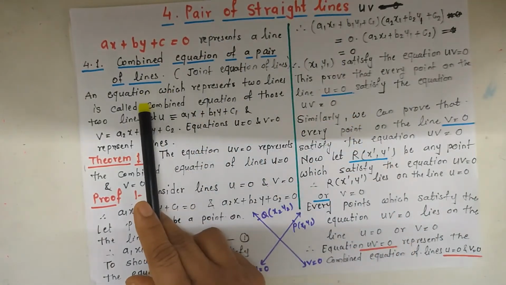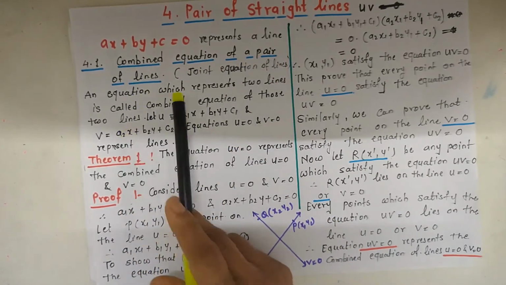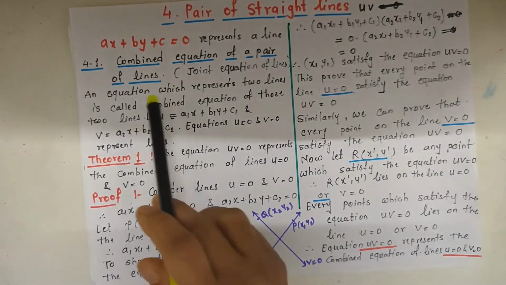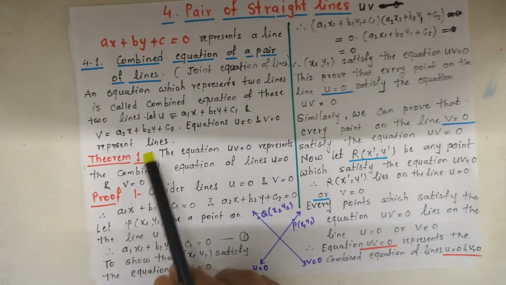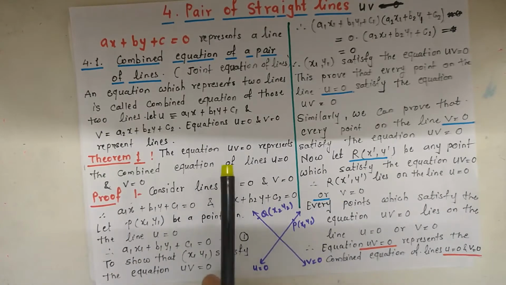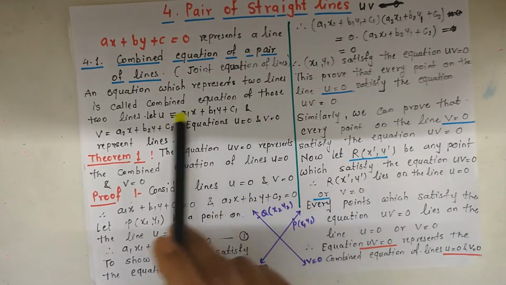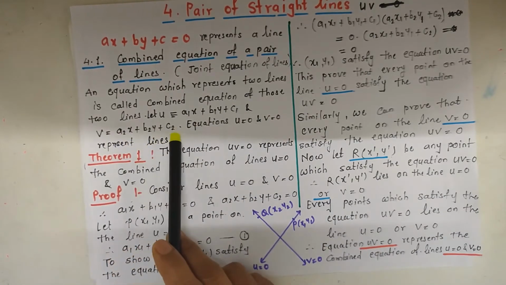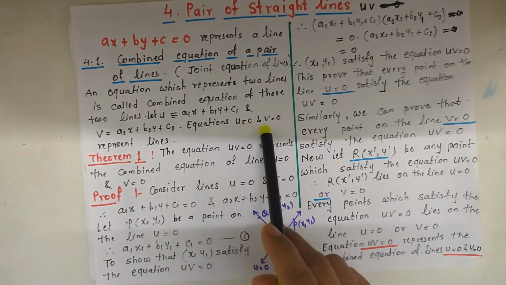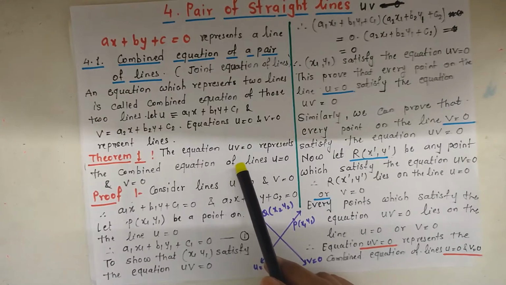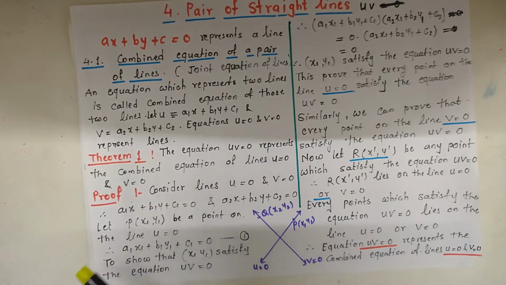For this study we need the concept of combined equation of pair of lines. What is the combined equation of pair of lines? An equation which represents two lines is called the combined equation of those two lines. Suppose we have two lines, u = a1x + b1y + c1, and the second line v = a2x + b2y + c2. Generally it is denoted by u = 0 and v = 0. Then their combined equation is represented by u into v = 0.